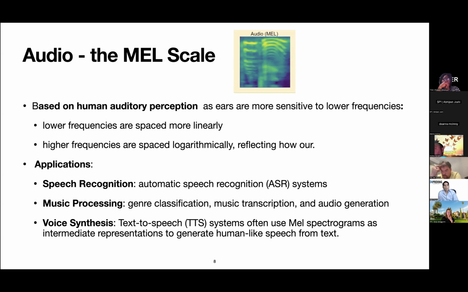The first step in calculation of the MEL scale is simply calculating the Fourier spectrum of the audio signal. And that's how we create this 2D image representing a characteristic of the audio signal that we wish to superimpose on the face image. The MEL spectrum of the audio signal has also been used in speech recognition, music processing, for instance genre classification and music transcription, audio generation, and voice synthesis in text-to-speech systems, and so on.